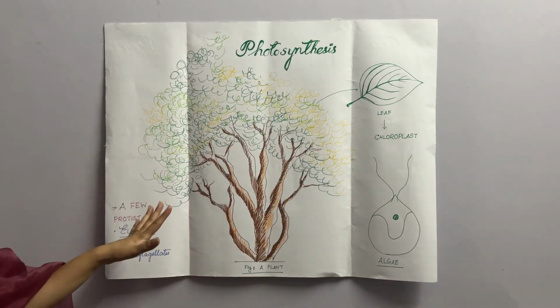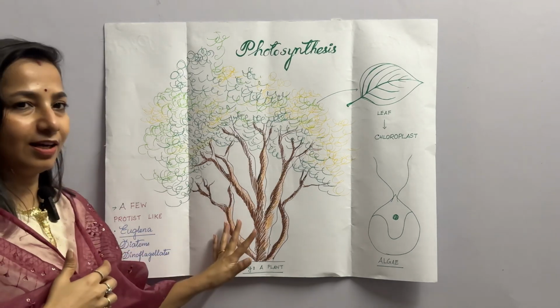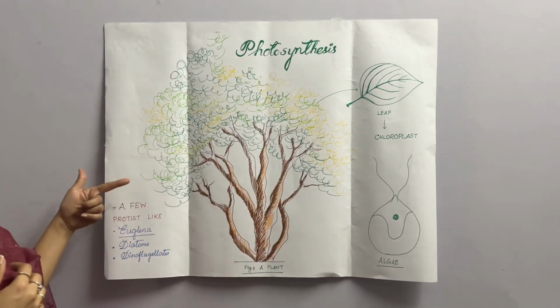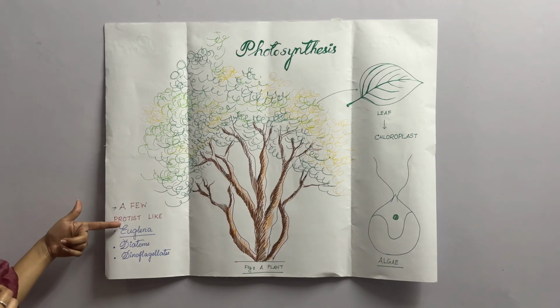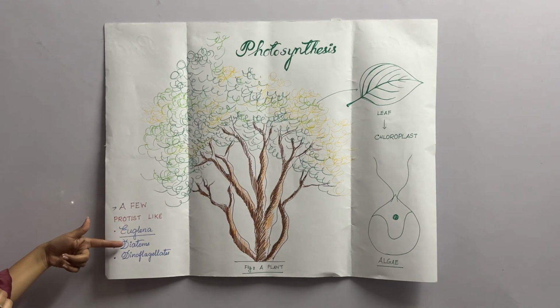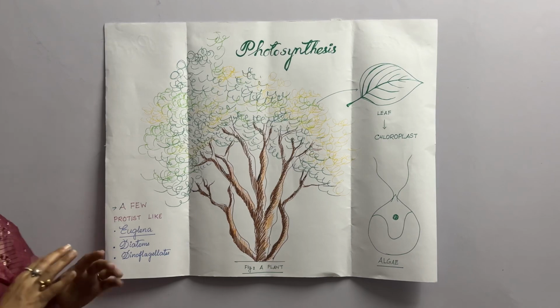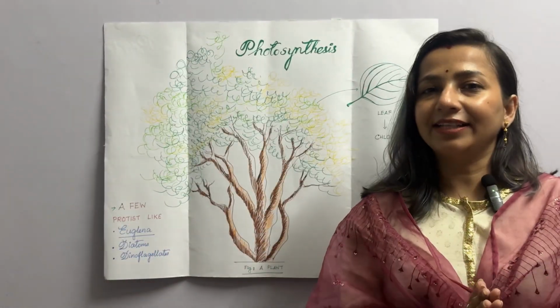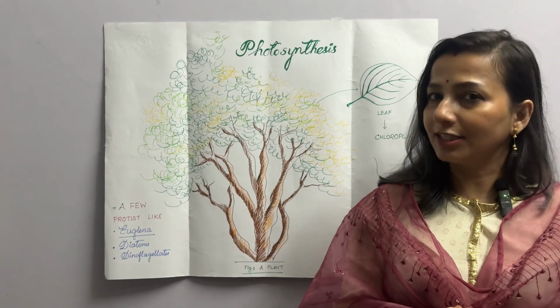So as you have seen, what is this? This is a plant. Then we have algae. Then we have a few other organisms, protists like euglena, diatoms, dinoflagellates. All these are examples of organisms that can perform photosynthesis.